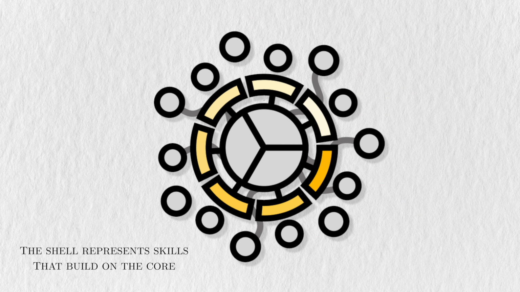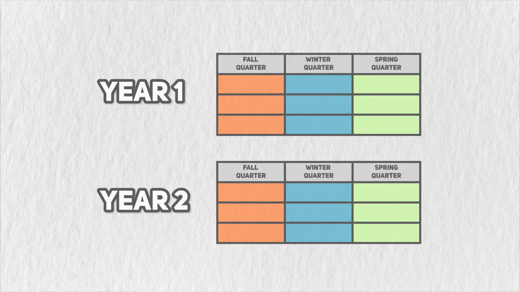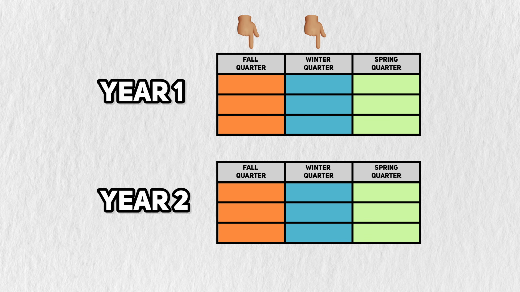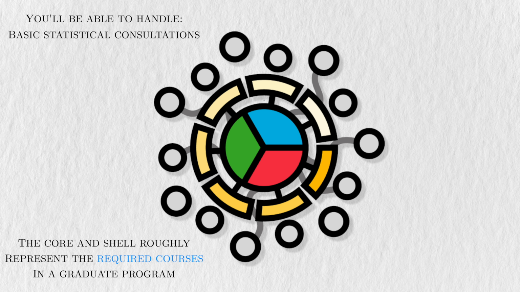The shell represents different foundational skills that build on the core and that career statisticians would be expected to know on a job. Some of the skills in the shell might be learned alongside material in the core, but others might build on other shell skills. The core and shell correspond to roughly all the required courses for master's and PhD students. You'd be able to handle basic statistical consultations and basic independent analyses.